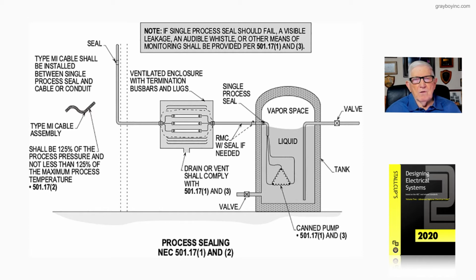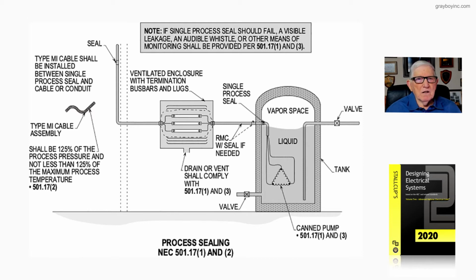so that you can see that your system has failed. And the note tells you, it says, if a single process seal should fail, a visible leakage or an alarm, whistle, or other means of monitoring shall be provided in accordance with 501.17 1 and 3.